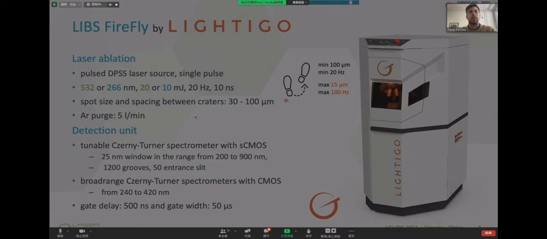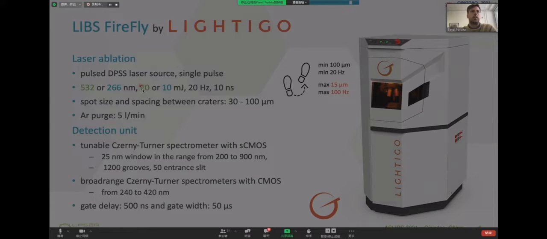I'm sorry for this switching of slides. For laser ablation, we are using two different wavelengths, 532 and 266 nanometers. This is really important in terms of ablation. 532, the second harmonic of the Nd:YAG laser, is better for hard tissue ablation. 266, the fourth harmonic, is more appropriate for the analysis of soft tissues.